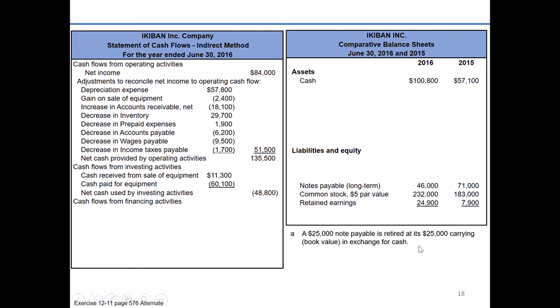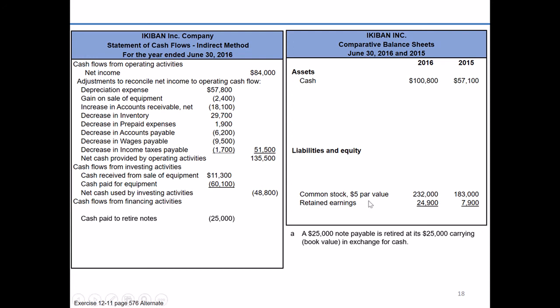But we really need to dissect. You know, we could assume that that was a pay down of $25,000, but we need to read through our additional notes to make sure there isn't more than one activity related to notes payable. It does indicate that a $25,000 note payable is retired at its $25,000 carrying value in exchange for cash. What that just means is it was retired and they paid out the $25,000. So in our financing section, we're going to show an outflow or a negative amount, cash paid to retire bonds, a negative amount of $25,000. So we can go ahead and strike that one out.